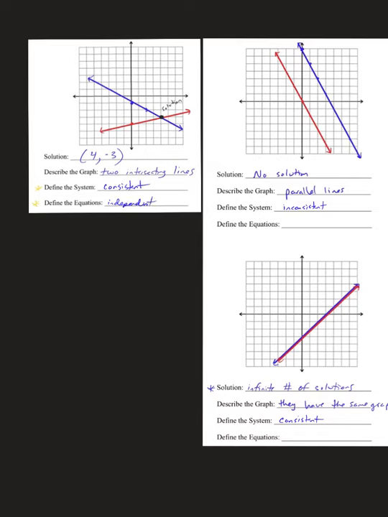because they are 2 totally different lines. They are separate. The second one, they would also be independent because they are 2 different lines. But in the third one, they are the same exact line. So they would be dependent because they depend on one another. You must know these vocab words of consistent, inconsistent, independent, dependent. I recommend making flashcards if you need the extra help with those.